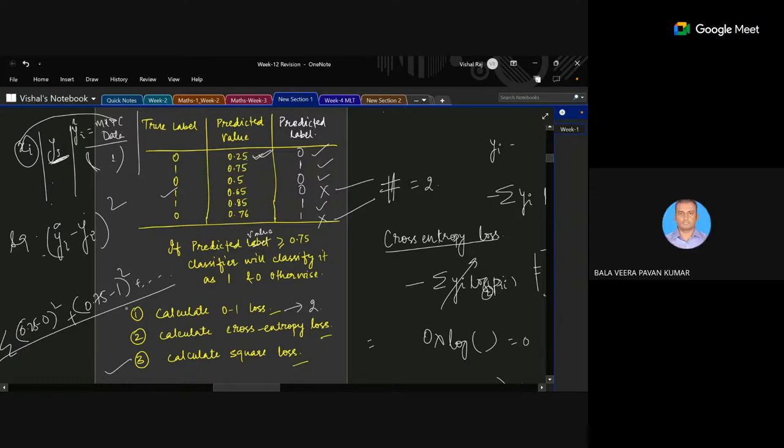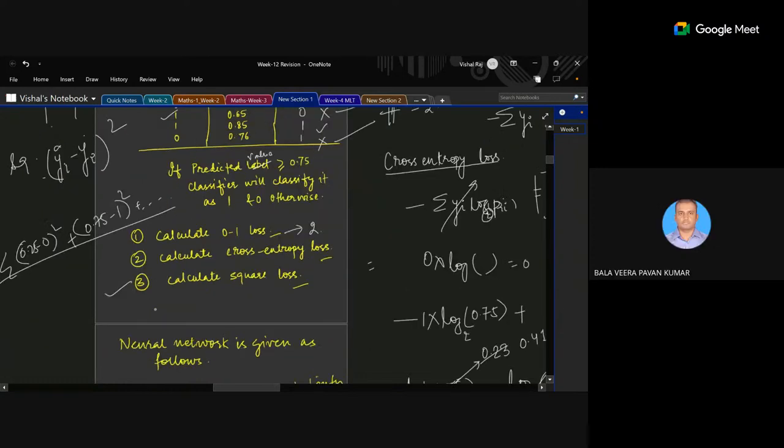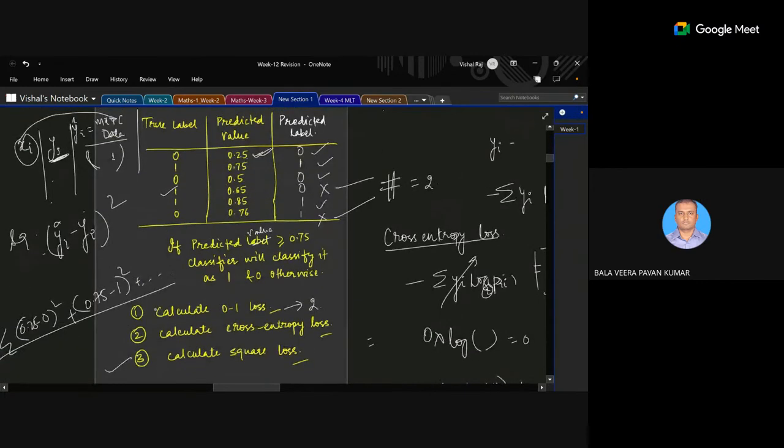Yes, sir. Sir, first one answer is 2, second one answer is 1.27, and third one? Third one you can calculate. This is simple, right? 0.25 chi square plus 0.25 chi square and then 0.5 chi square. So you can do it, right? Okay.